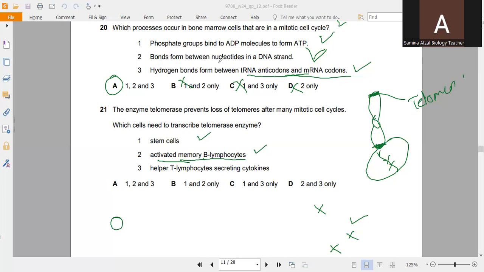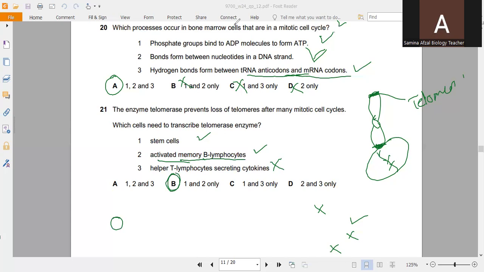Whereas there are helper T lymphocytes secreting cytokines. These T helper cells are also part of the adaptive immune system, but they do not need telomerase as much, so it is not needed by them. According to this, I would like to say statements 1 and 2 are correct and 3 is not part of the answer. So B is the correct option in this case.